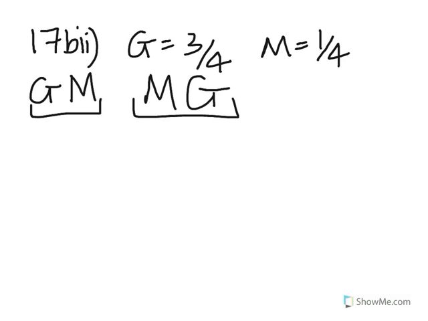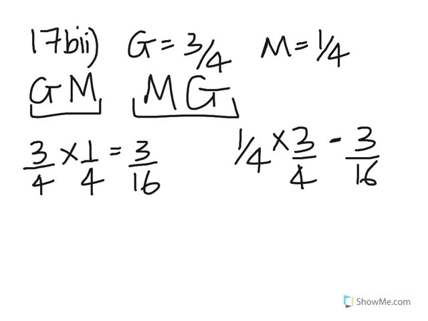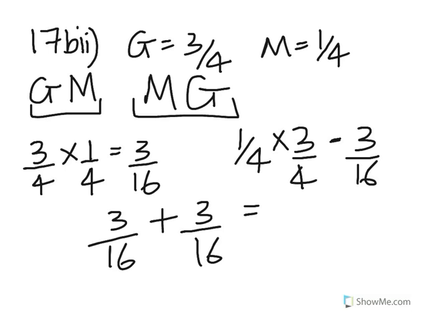So the probability of him scoring a goal and then missing would be 3 over 4 times 1 over 4, which is 3 over 16. And the same thing over here, it's 1 over 4 times 3 over 4, which is 3 over 16. Now all you have to do is add these together to get the probability of him scoring exactly 1 goal, which is 6 over 16, which can be simplified to 3 over 8.